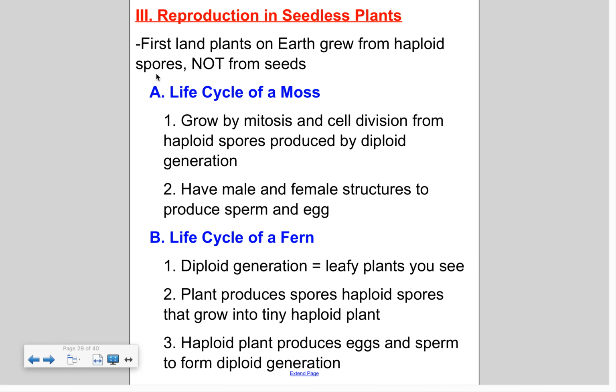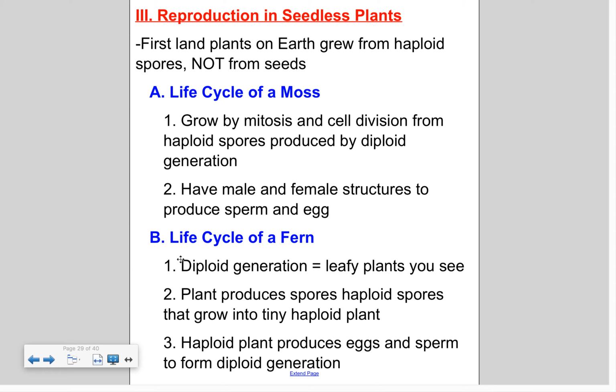Now, reproduction in seedless plants. The first plants on Earth grew from haploid spores, not from seeds. Remember, seeds didn't come until later. Seeds are kind of like our newer plant species on planet Earth. But for the life cycle of a moss, they grow by mitosis and cell division from haploid spores that were produced by the diploid generation. They spend most of their lifespan in the haploid part, okay, and a very short part in the diploid.